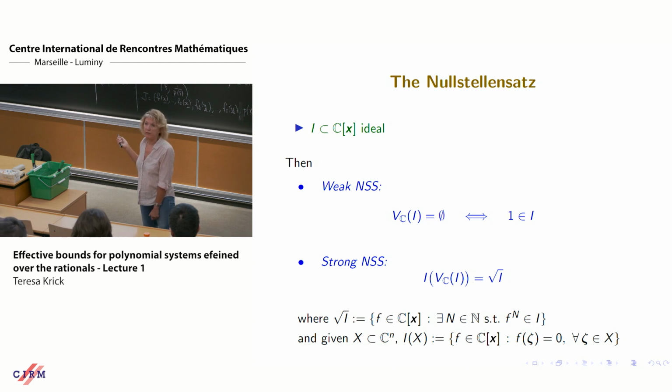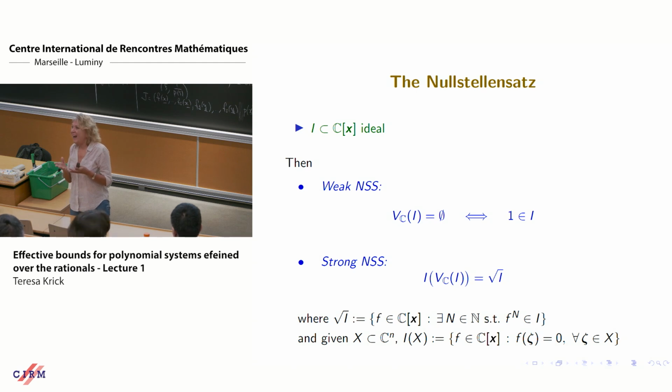It's not effective. In which sense? Okay, now I know I want to check if my variety is empty. Let's check if 1 is in the ideal. How do you do that? So of course, Gröbner bases. Great. But Gröbner bases are good for some things, but not for everything. If you start with polynomials in many variables, the chance is that your Gröbner basis computation may never end.